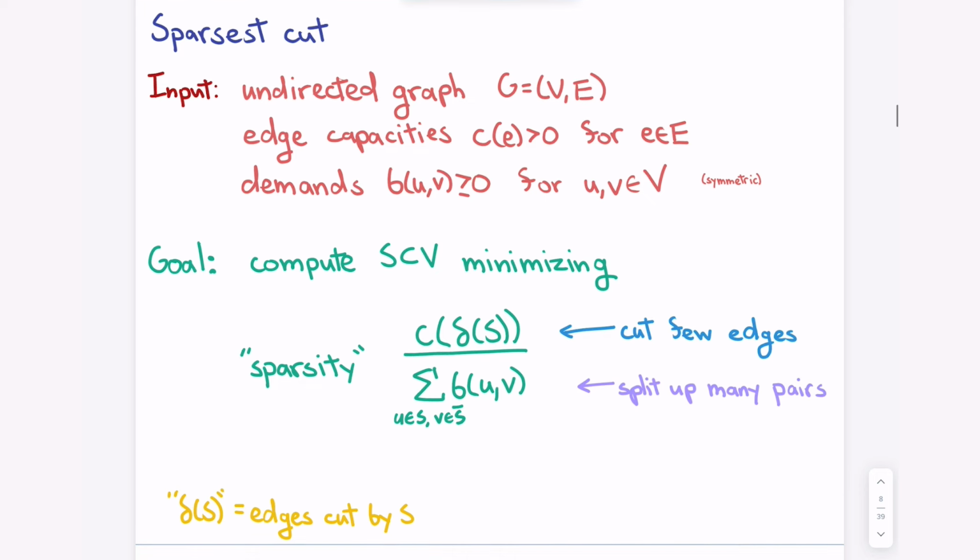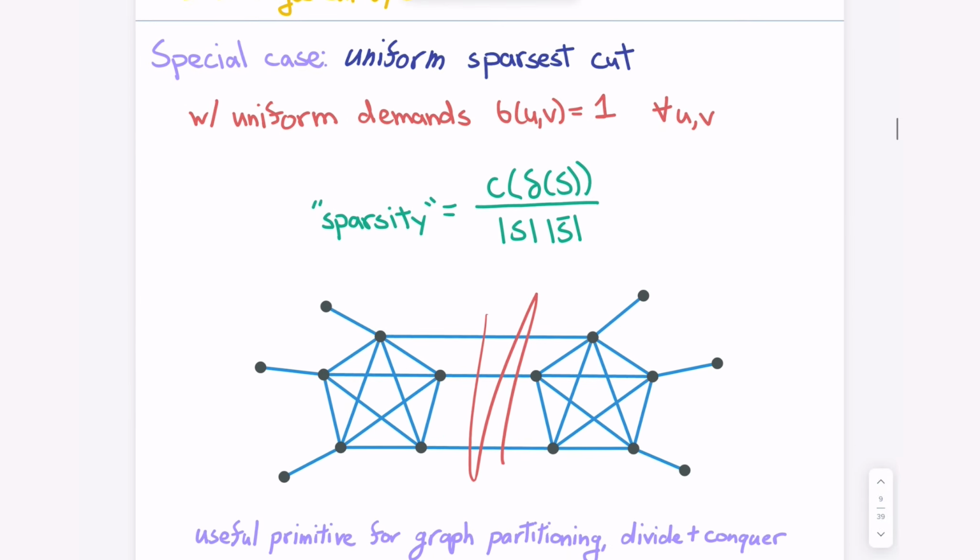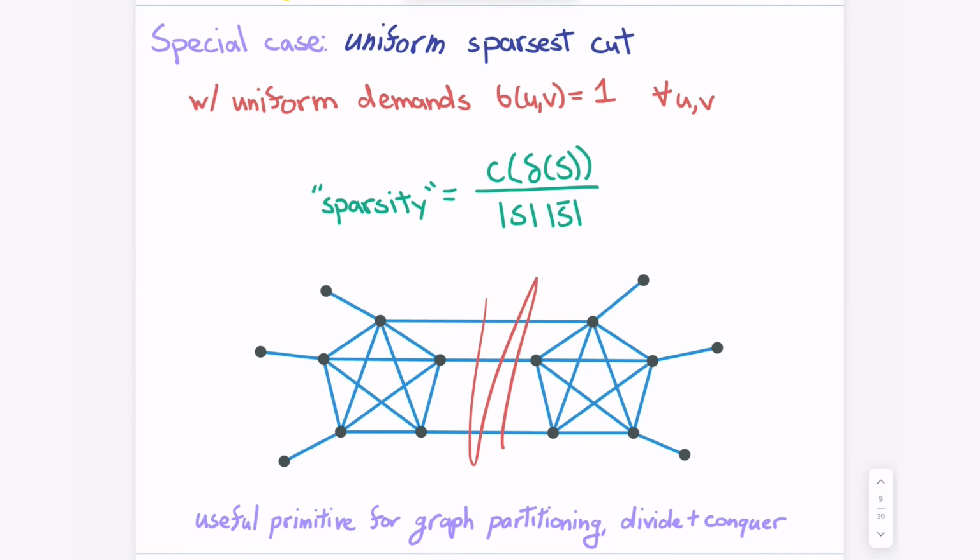Of course, we won't do all of it today. So remember, this is sparsity. In the sparsest cut problem, you had some demands and you cut some edges, and you want to cut few edges but split up many demands. I think you've solved this problem twice already, so you know it well. An important case is the uniform case where every vertex has weight 1, because this is often used in divide and conquer.